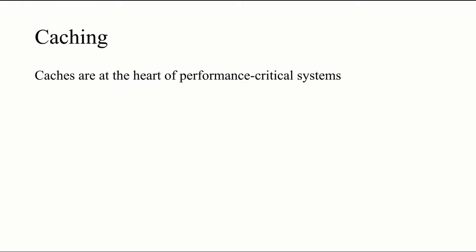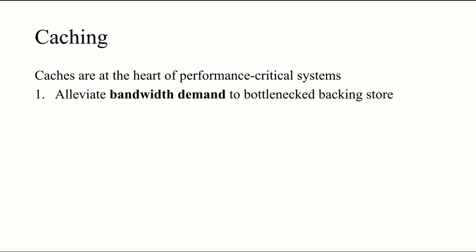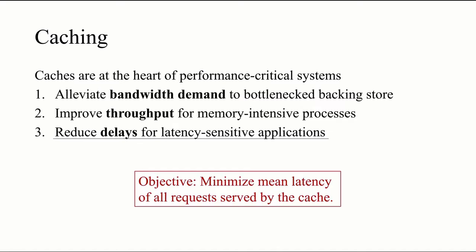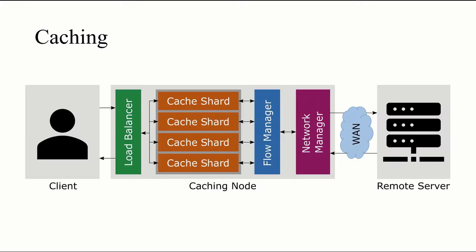Caches are at the heart of performance critical systems, and here they serve a number of important purposes. For example, caches may be deployed to alleviate bandwidth demand, improve throughput, or to mitigate read delays. Today we'll focus on this third category of caches, which seek to reduce delays. These are latency minimizing caches, and their goal is to reduce the mean latency of all requests served by the cache. Here's a latency minimizing cache that we built at CMU, based on Redis. Its goal is to minimize the average request latency for a cross data center KV store.